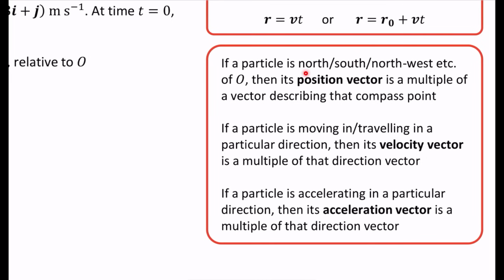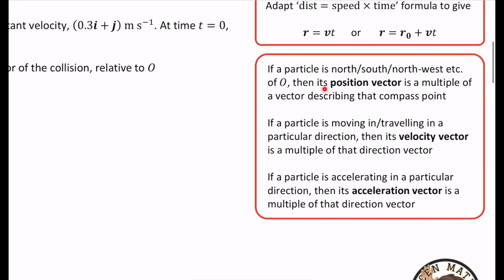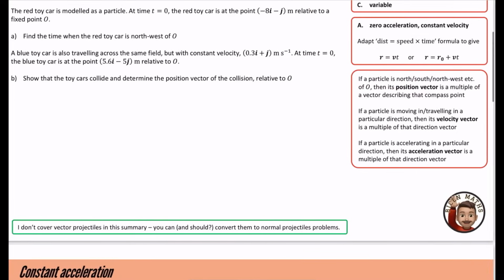So it says if the particle is north or south or northwest, basically a compass direction, then its position vector is a multiple of a vector describing that compass point. So if it's talking about where it is, we're talking about its position vector. If a particle is moving or traveling in a particular direction, then we would say that its velocity vector is a multiple of that direction vector, obviously because moving or traveling is to do with velocity. If a particle is accelerating in a particular direction, then its acceleration vector is a multiple of that direction vector. So we're only going to probably be using this first point in this question, okay?